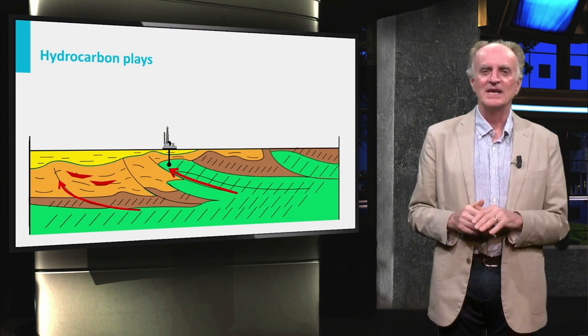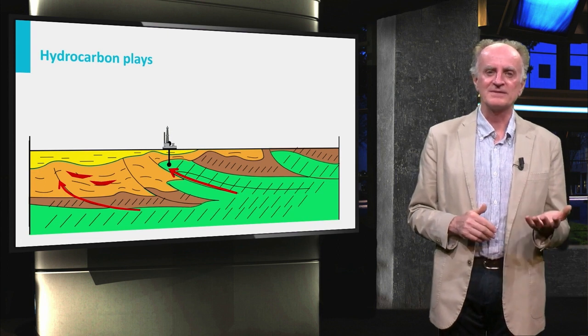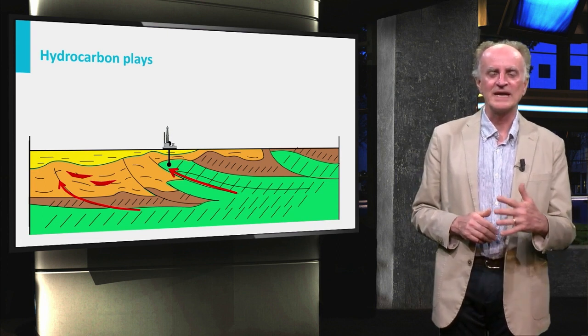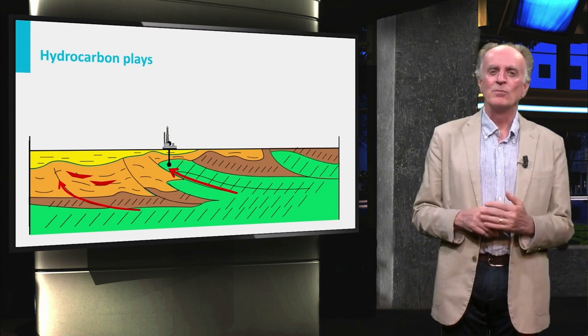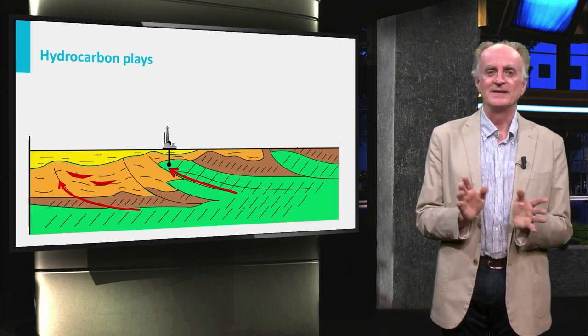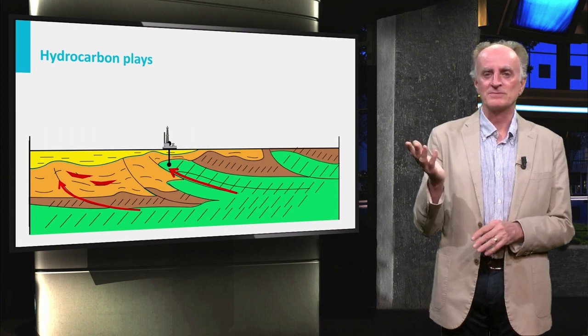A key challenge in fold and thrust belts is the relative timing of hydrocarbon generation and trap formation. If hydrocarbons are generated too early, when the faults are not present, then they might simply reach the surface with no accumulation.